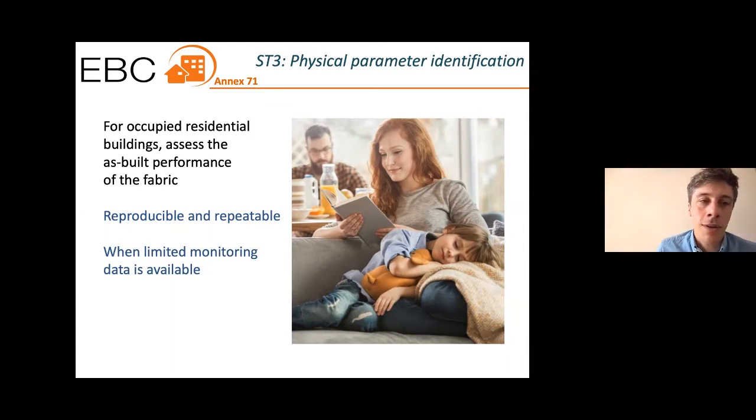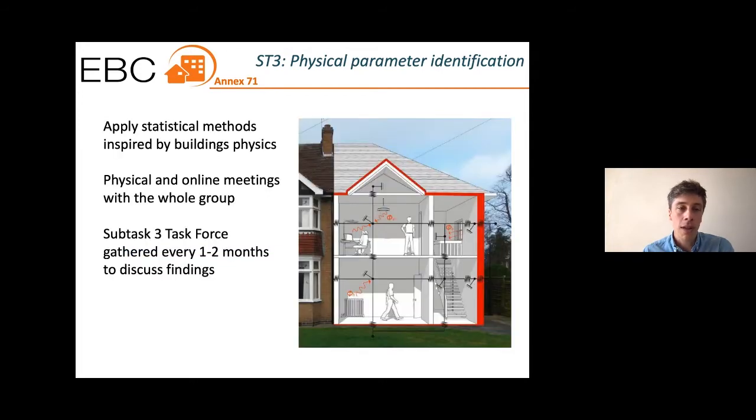Subtask 3 is about assessing the thermal performance of the building fabric. So it's, as Richard already mentioned, a heat transfer coefficient, but in a way that is reproducible and repeatable. So we want to apply these on real buildings and be confident that we can use the result to inform a strategy. And we want to do that for buildings when limited monitoring data is available. So these are the presets going into this work.